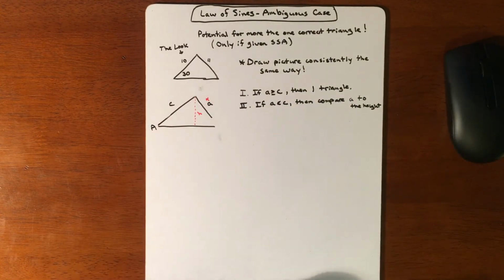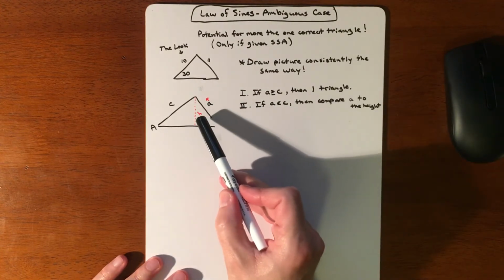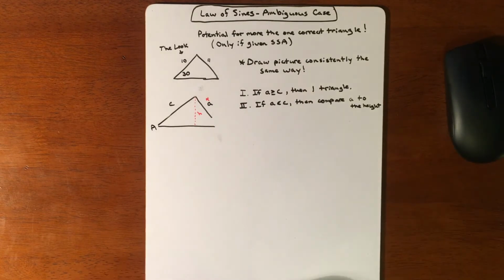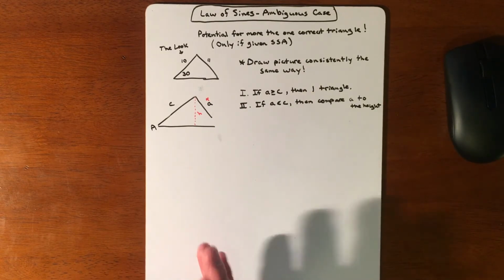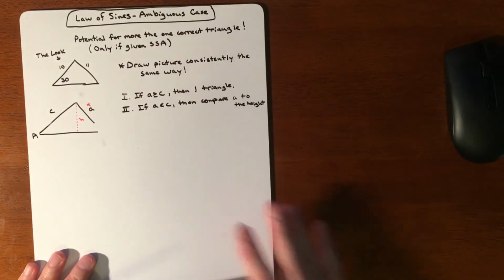That's the key. You're going to have these different scenarios based on how this piece compares to this piece. Is this piece bigger than this piece? Is it equal to this piece? Or is it smaller than this piece? Those are your three different situations. We'll come back in a second to how we figure that out.